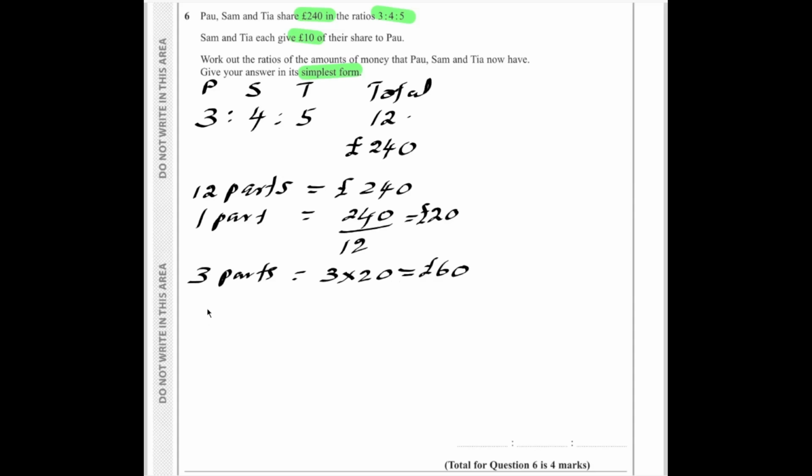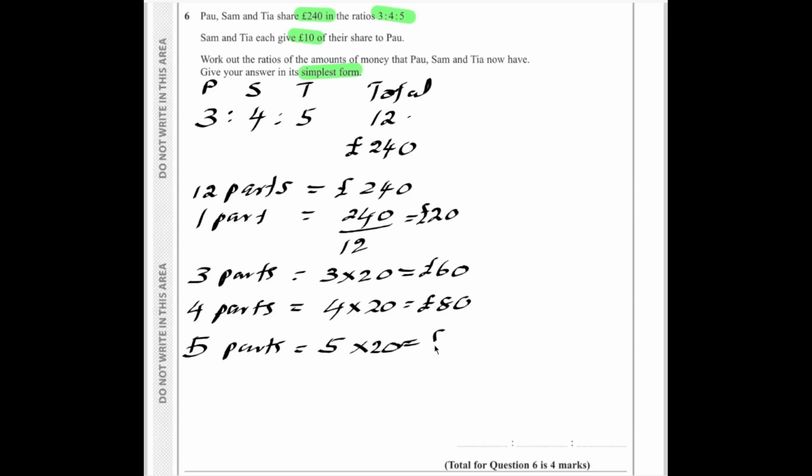Next one is Sam. Sam has got 4 parts. Then 4 parts for Sam, 4 into 20, which becomes 80 pounds. Next one, Tia. Tia has got 5 parts. So 5 parts would be 100 pounds.